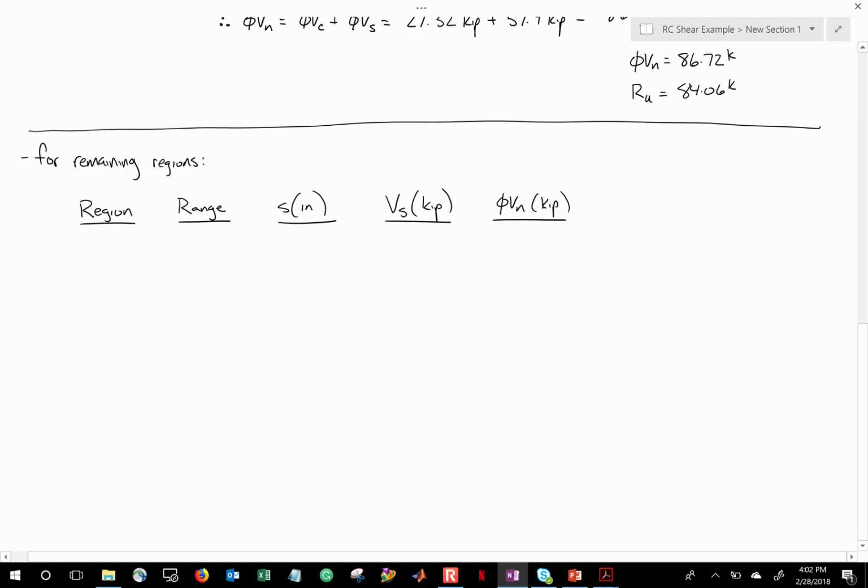Okay. All right. So I'm going to summarize my results in a neat little table here. Let's start off with region 1. For region 1, I'm going to skip the range part for right now, but in region 1, S was 4 inches, VS ended up being 79.2 kips, and then phi-VN was 86.72.